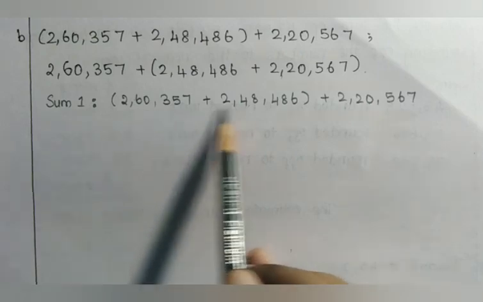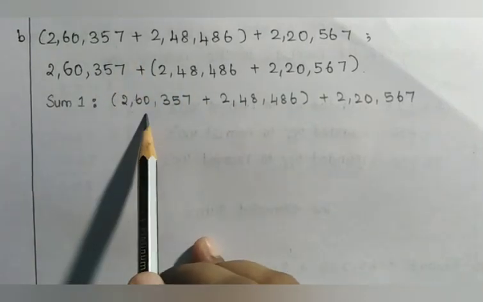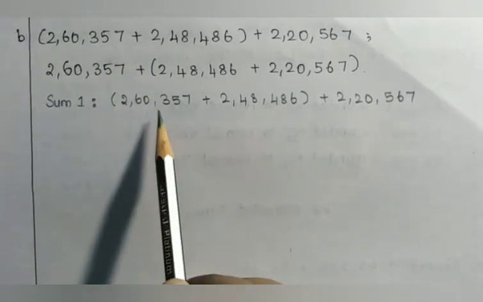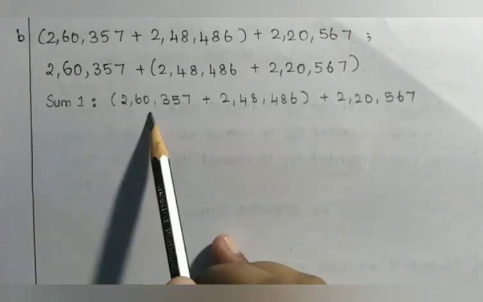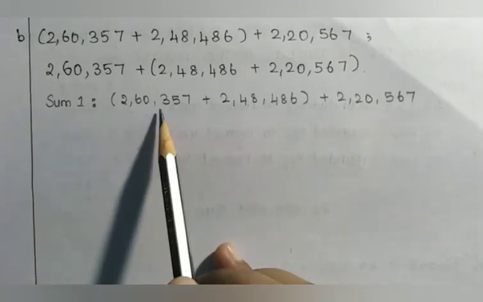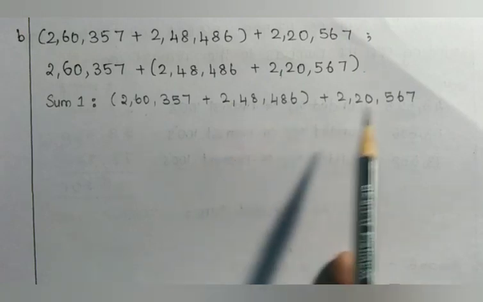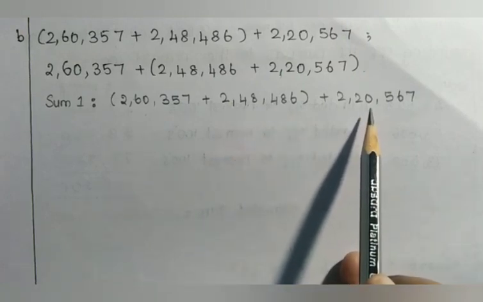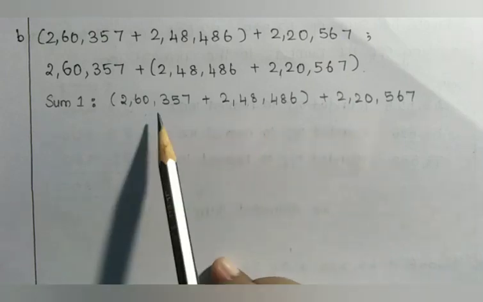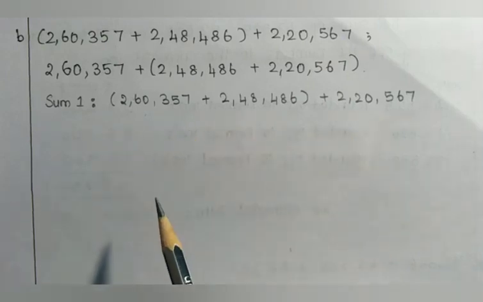Now look at the sum 1 here. So these two addends are grouped, that is they are written within the bracket. So we have to solve this first, find the sum, and the sum has to be added to this addend. So let us write these two numbers in column first.